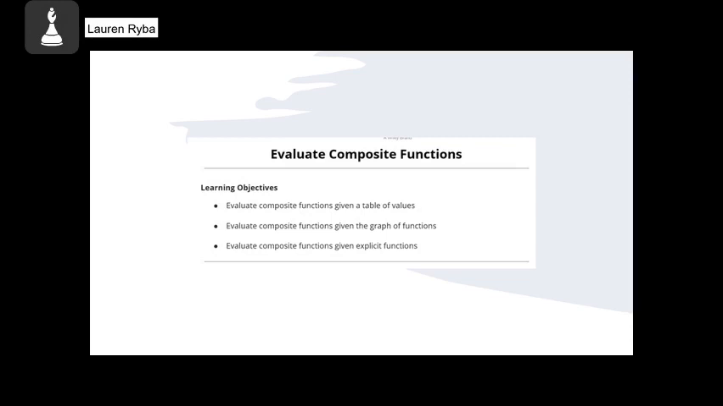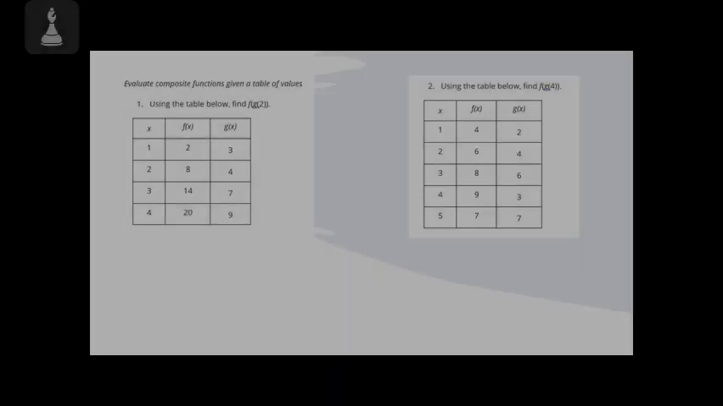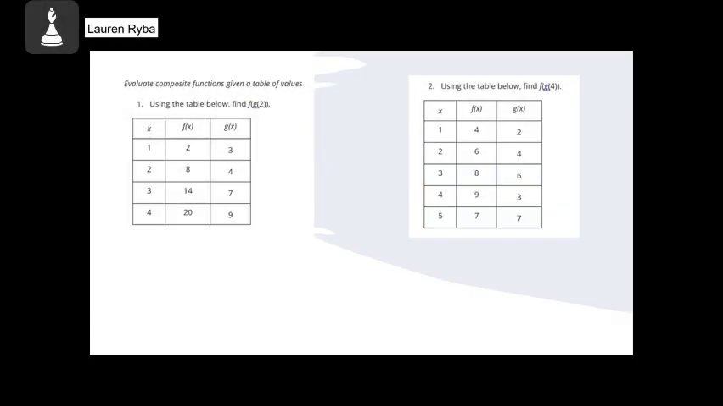This second section here is going to have us evaluate these composite functions with a table, with a graph, and given our actual functions. For these first ones, we're going to use a table. They give us our x value, our f of x value, and our g of x value.